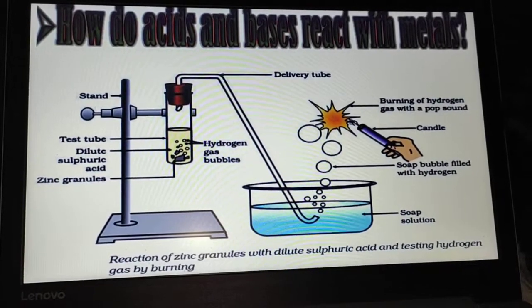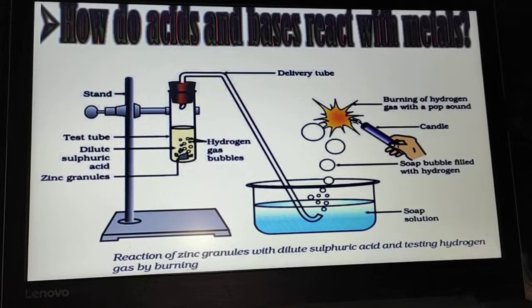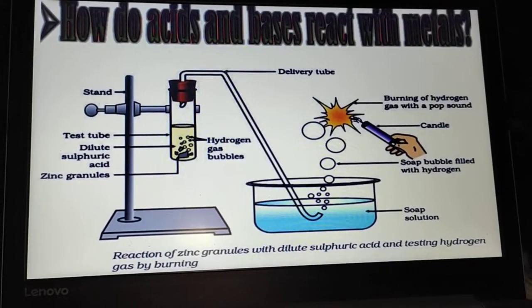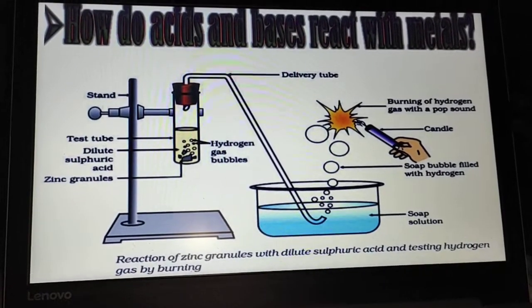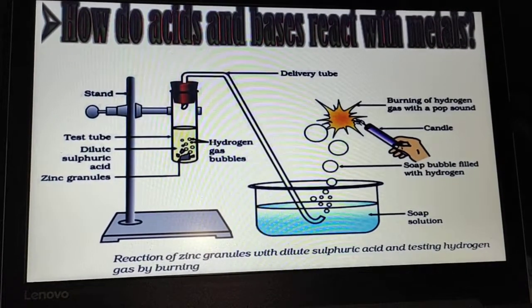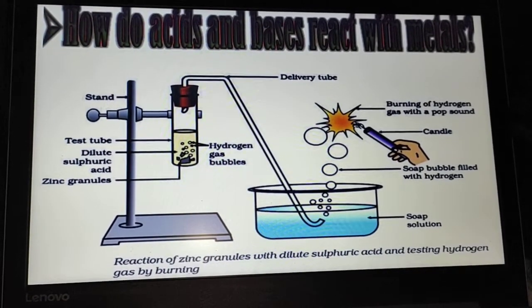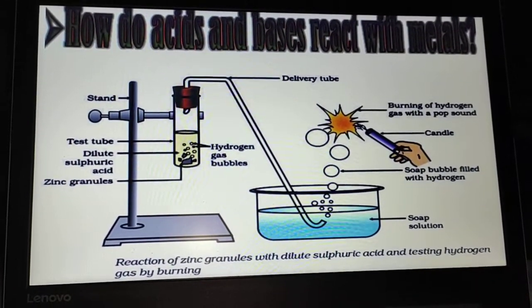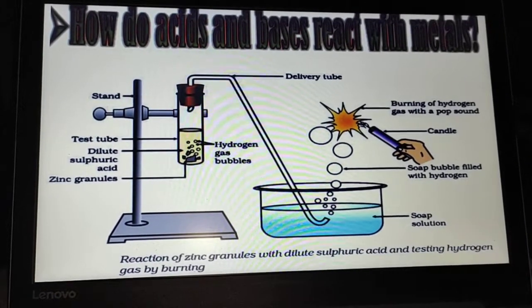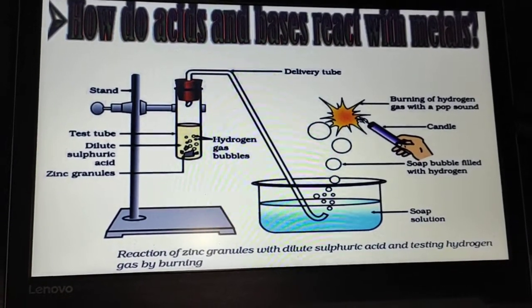Here there is a cork and a delivery tube, and the end of the delivery tube is present in the soap solution. Here we take a candle in the hand to detect the presence of hydrogen gas. So hydrogen gas is evolved in this reaction.